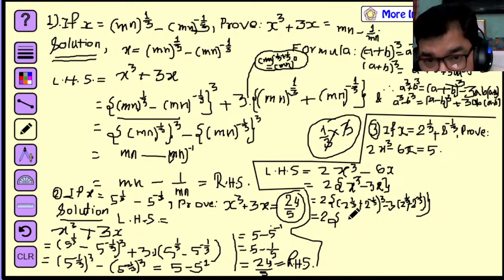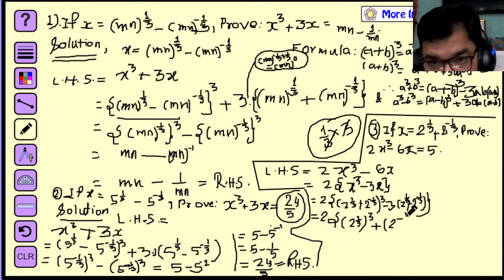It will be the formula of a cube plus b cube. A cube means 2 to the power 1 by 3, whole power 3. A cube plus b cube, b cube is there: 2 to the power minus 1 by 3, whole cube. It's whole cube here given.